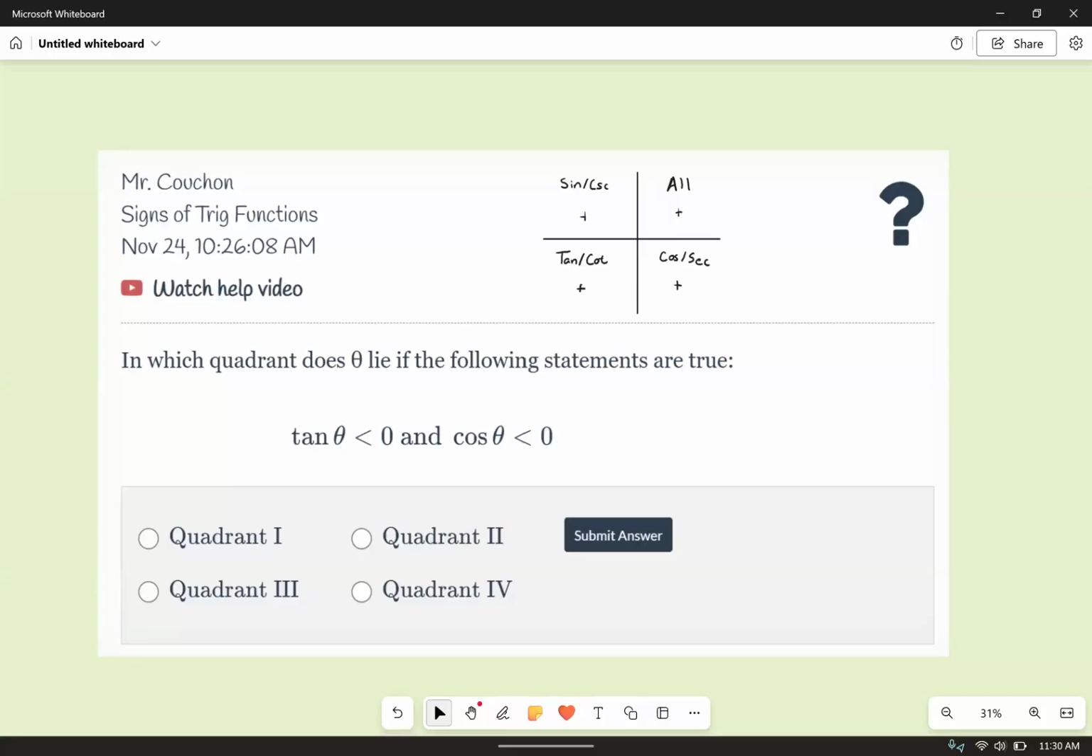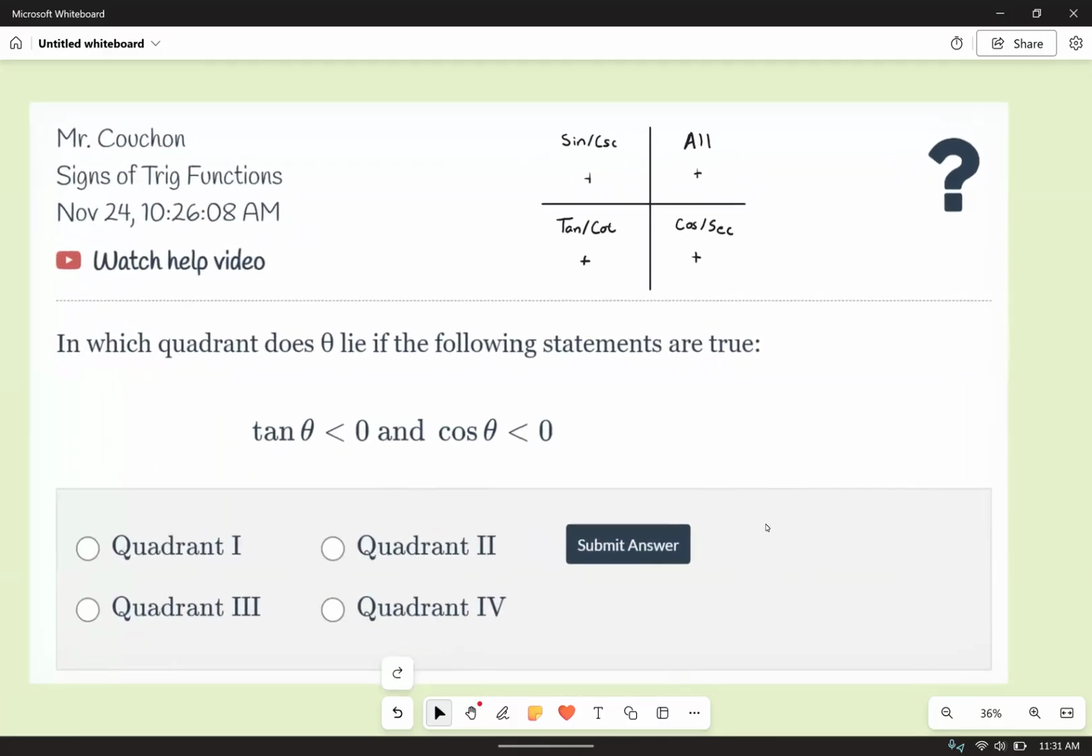Besides the trig functions, all we have to do is recognize when the different trig functions are going to be positive and negative, and we can take these down pretty easily. In which quadrant does theta lie if the following statements are true? Tan of theta is less than 0, or negative. So tan of theta is negative, and cosine is negative.